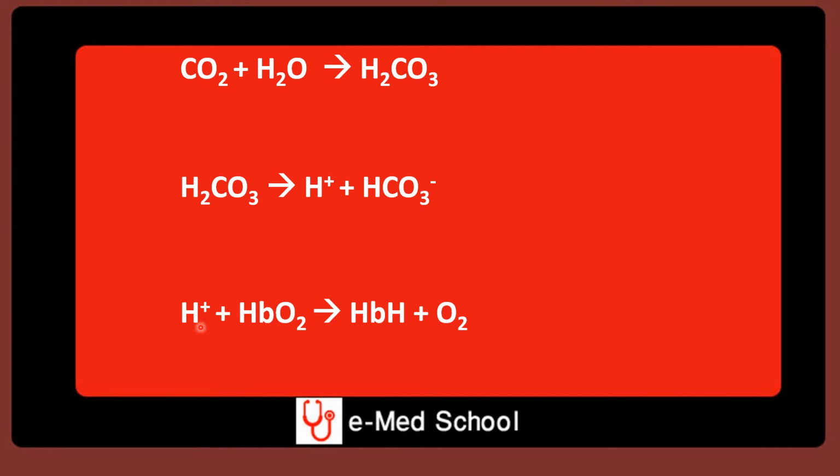When this H plus ion binds to oxygenated hemoglobin, then the oxygen molecule is released and this oxyhemoglobin gets converted into deoxyhemoglobin, and that's the job done. Oxygen is released from the hemoglobin. Why? Because of the increase in concentration of H plus ion. Why? Because of the carbon dioxide. So increase in partial pressure of carbon dioxide. So I hope you are clear with the mechanism of Bohr's effect.